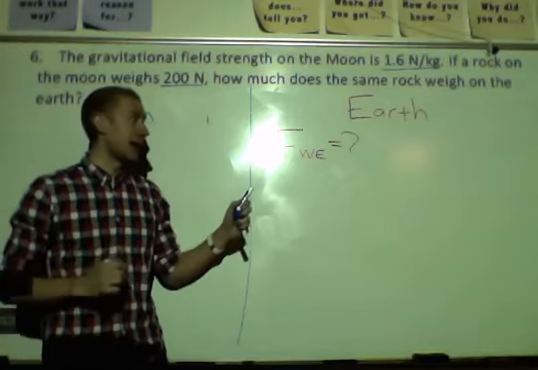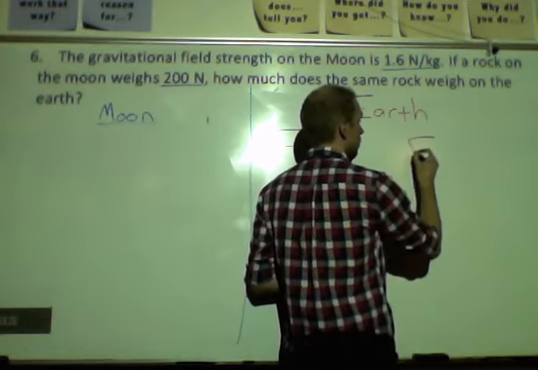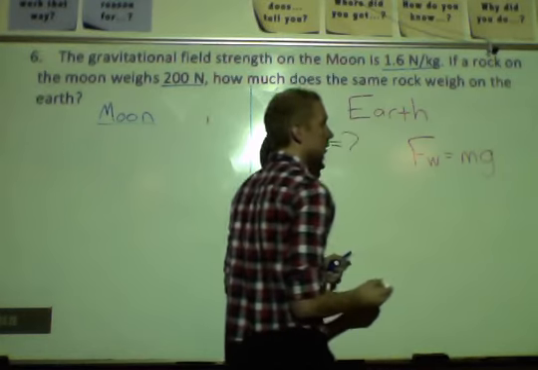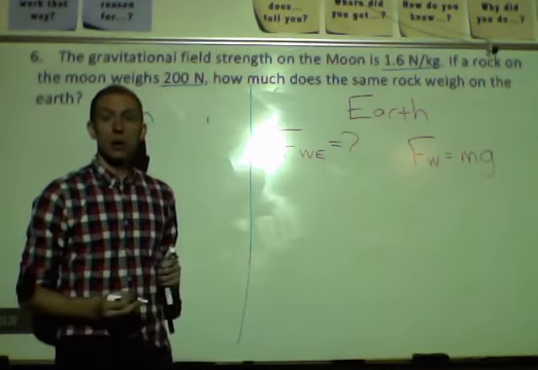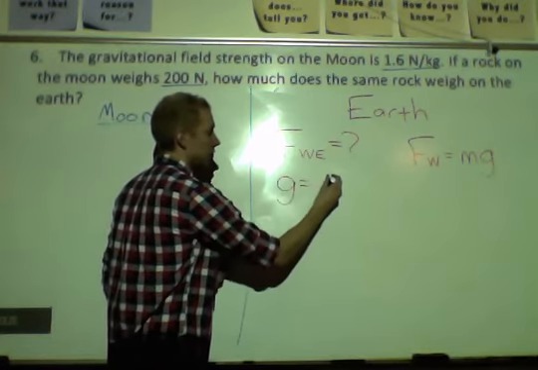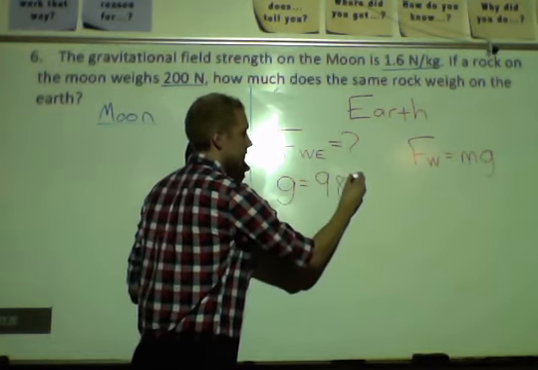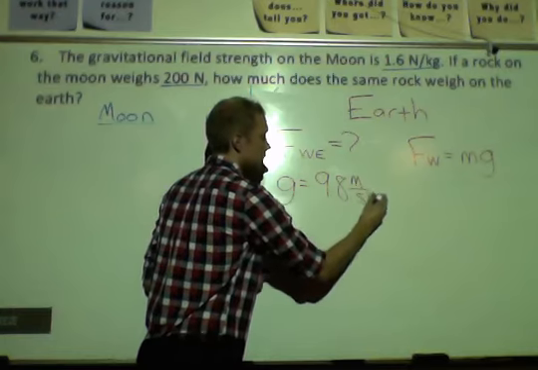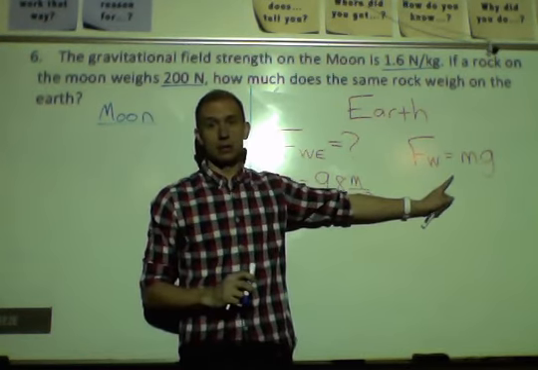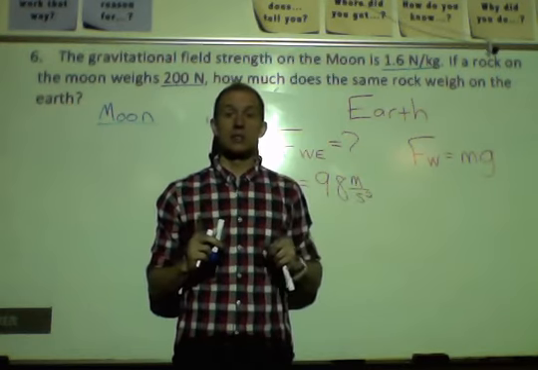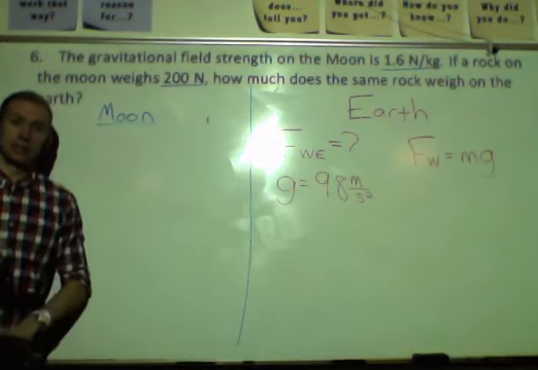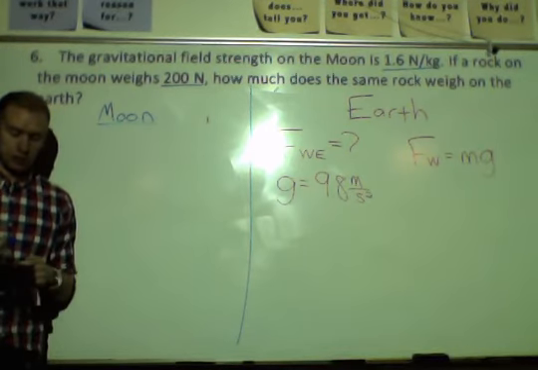Okay, to get that, we want to use this equation. Weight is equal to mass times gravity. Well, we know what the acceleration of gravity is on the Earth. It's that 9.8 that you see all the time. The problem is we do not know the mass of this rock. So we have to use the information that we know about the rock on the moon in order to find its mass. So let's start there.